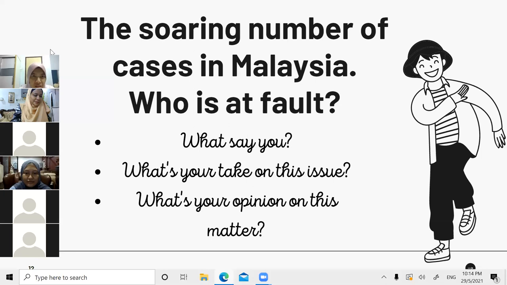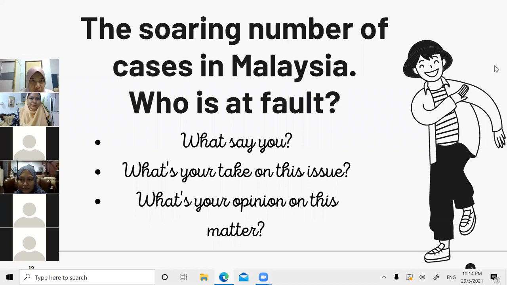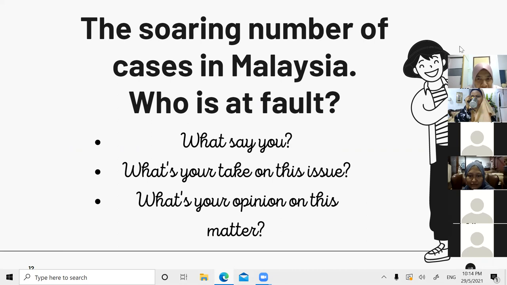The soaring number of cases in Malaysia. Who is at fault? What say you, Shahira? I'm on the side of rakyat gagal. I definitely agree with this trending issue for rakyat gagal when a citizen can't follow SOP from a government mention. For example, citizens don't follow SOP in public transport such as LRT, when people go to work, especially in the peak time, so they can't follow SOP like social distance of 1 meter.